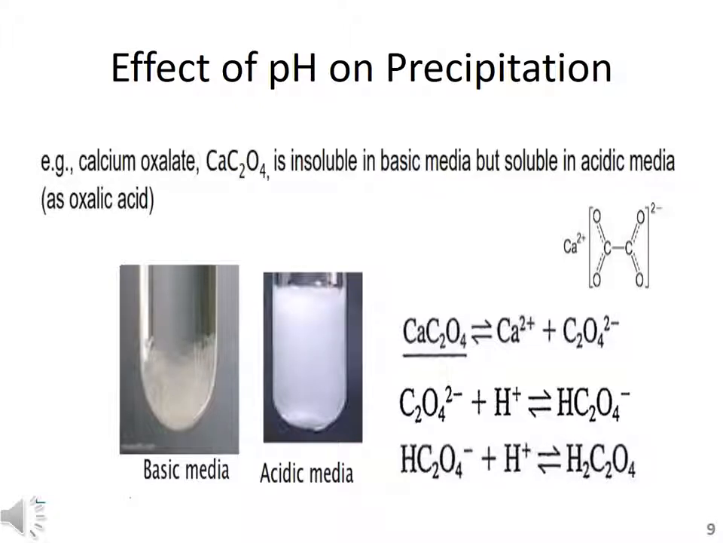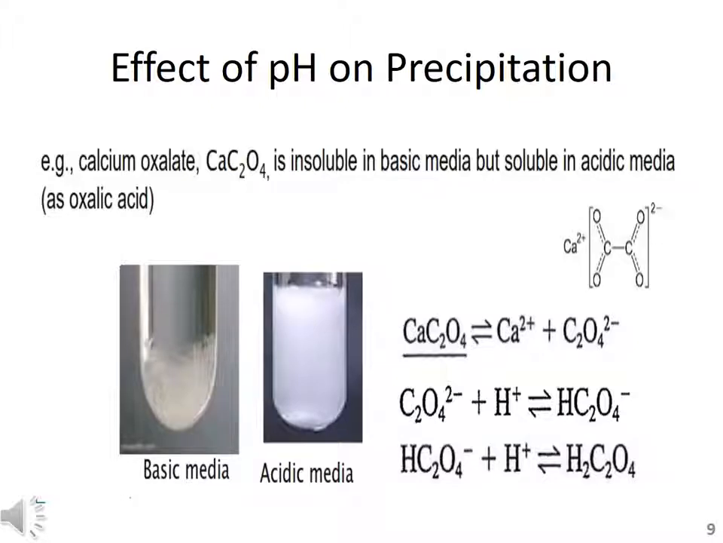So you can see in this picture, the left one is in the basic media. In this basic media, this calcium oxalate is in the insoluble form, and in the right picture you can see this calcium oxalate is in the acidic media and in the soluble form. So when you are doing the process of precipitation, when you are doing the gravimetric analysis, you should be very keen towards the environment of the reaction chamber.